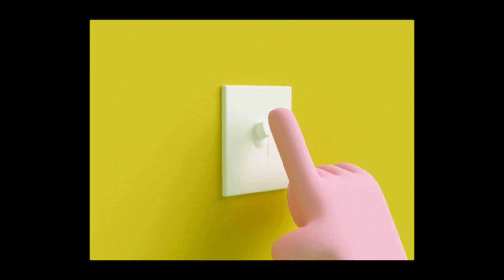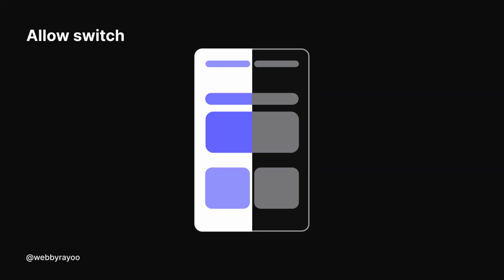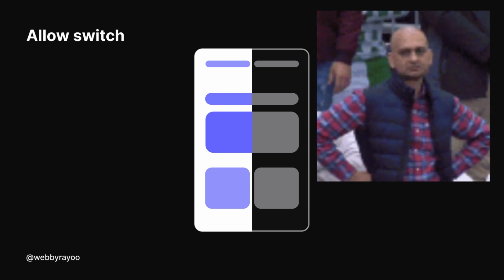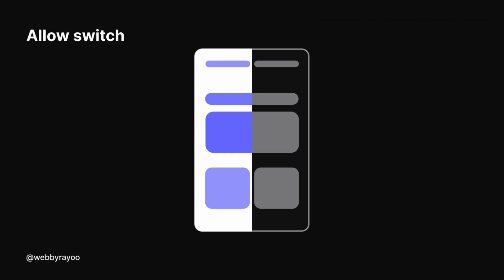Tip number 4 is to allow your users to switch between themes, because as beautiful as your dark UI might be, some users just prefer a light UI. So to make your design enjoyable, allow users to switch between dark and light themes.